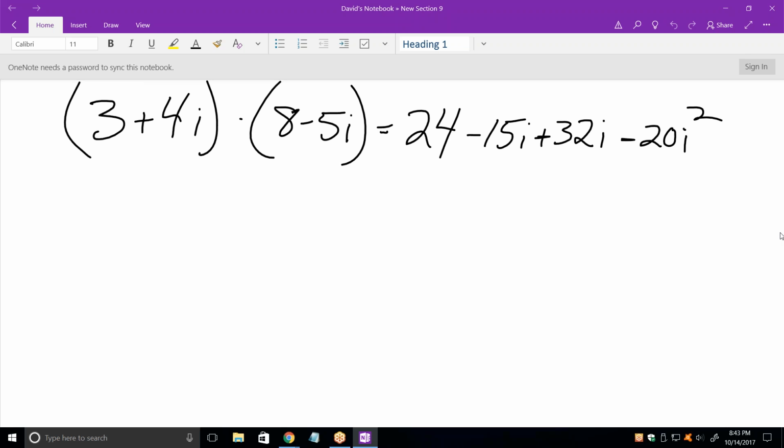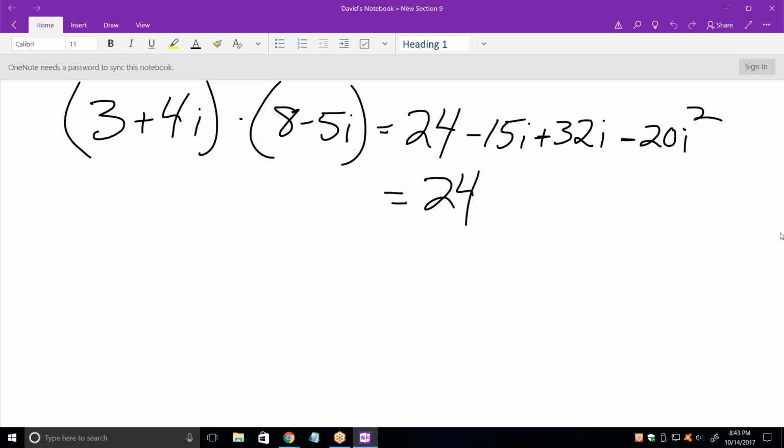Pesky i squared again. That's actually not pesky. That means you can convert that to a real number. So you love it when you see an i squared. You can't do anything with i's, but you can do a lot with i squareds. They turn into real numbers. So tell me what that simplifies to. Let's start there.